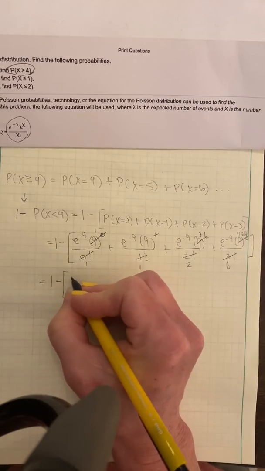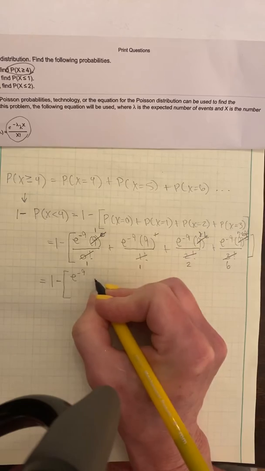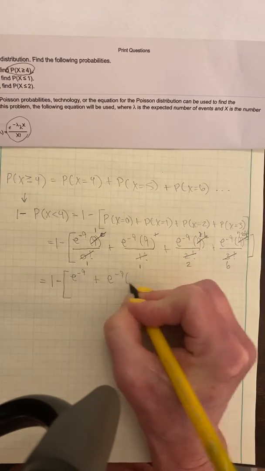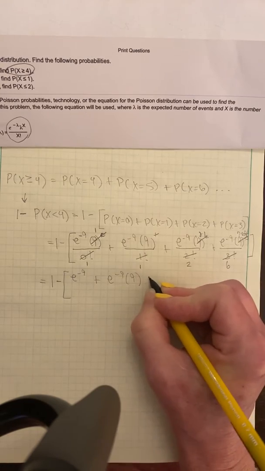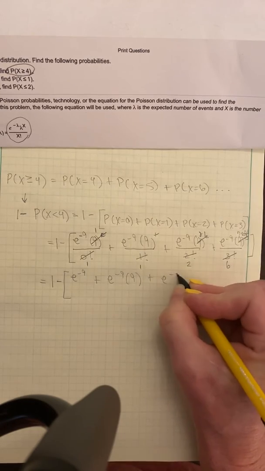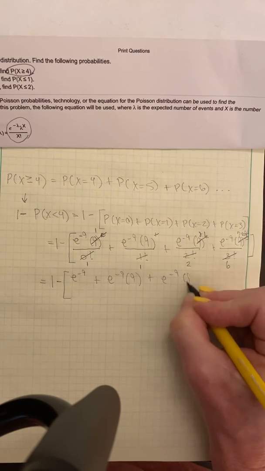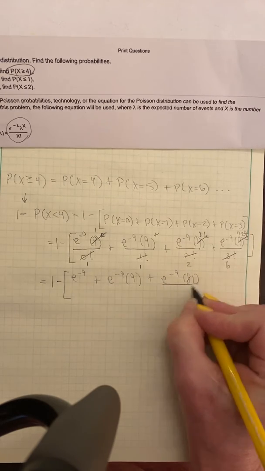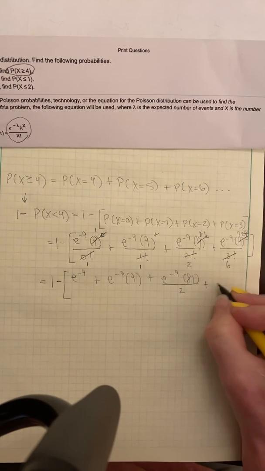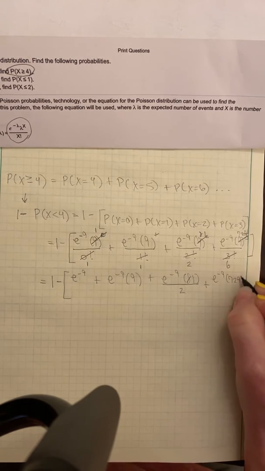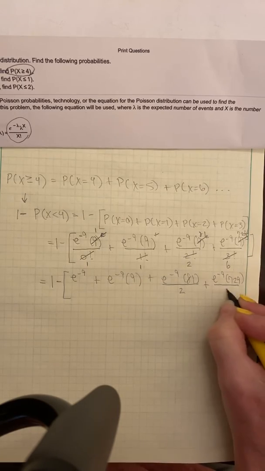So let's write down what I have now. I have e to the negative 9. And I've got e to the negative 9 times 9. I've got e to the negative 9 again, and times 81 over 2. And then e to the negative 9 times 729 over 6.